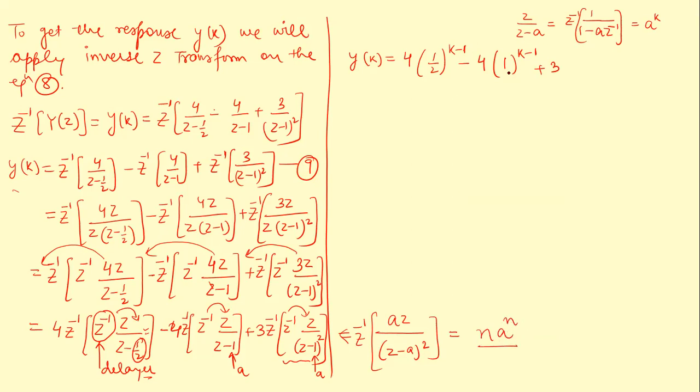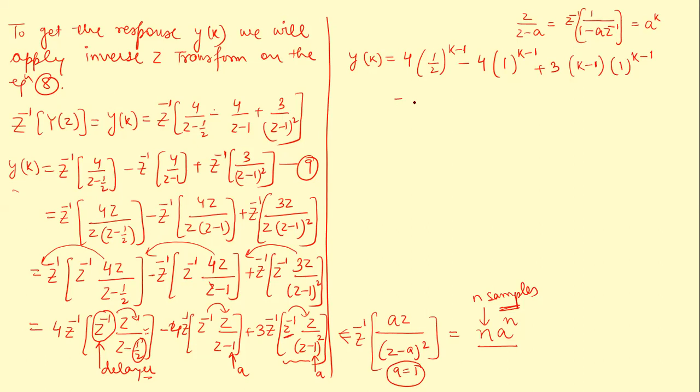Okay, but here if you see we have the same equation. So here the value of a is 1, right? So the value of a is 1, but it is delayed, so we have k minus 1 samples, right? And number of samples, into, now the value of a is 1, so 1 raised to the power k minus 1, right?